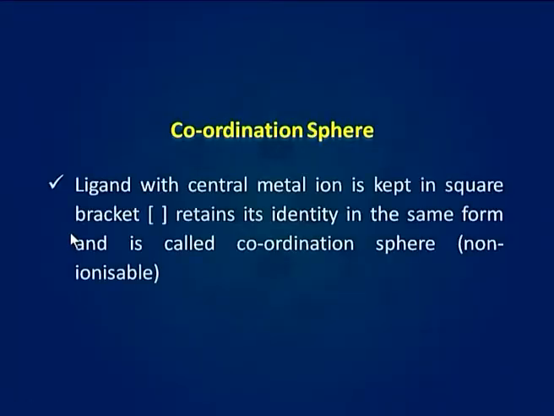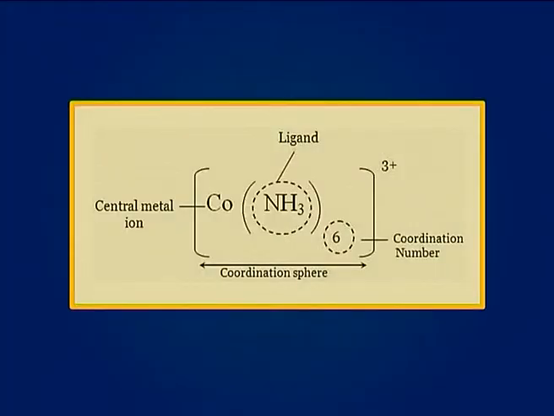Now we will define coordination sphere. Ligands with the central metal ion kept in square brackets, retaining their identity in the same form, is called the coordination sphere. This coordination sphere is non-ionizable. You can see here the metal ion cobalt and 6 ligands NH3 are kept in square brackets, and this entity is known as the coordination sphere.